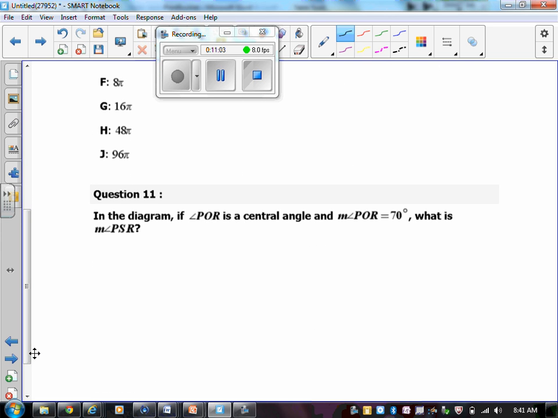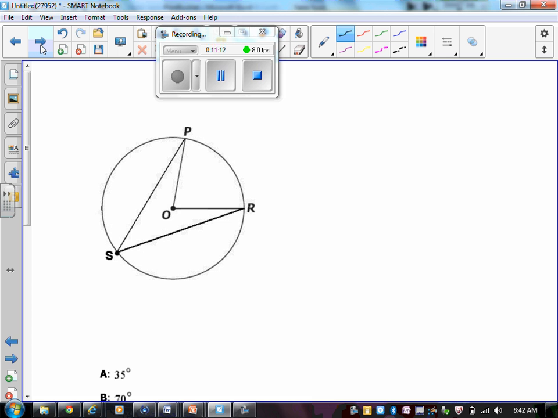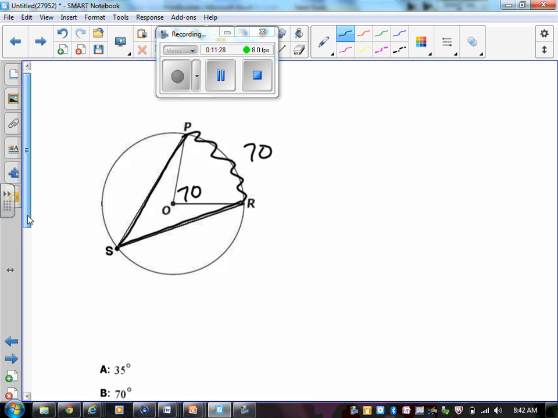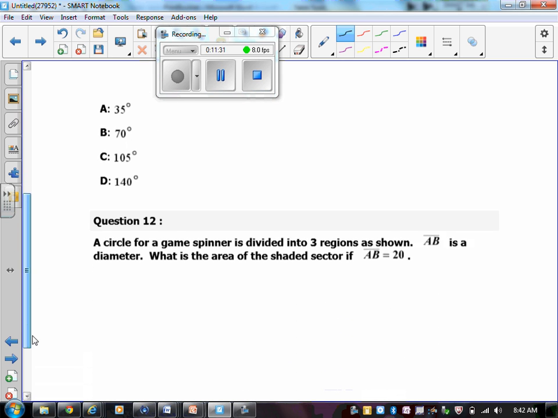All right, in the diagram, if POR is a central angle and POR is 70 degrees, what is PSR? And the diagram is on the next page. POR is 70 degrees, which makes this also 70. The question is, what is PSR? And all you have to do is take half of whatever the inscribed angle is. So it's just half of it would be the answer.